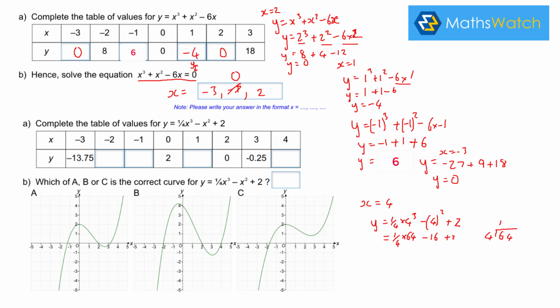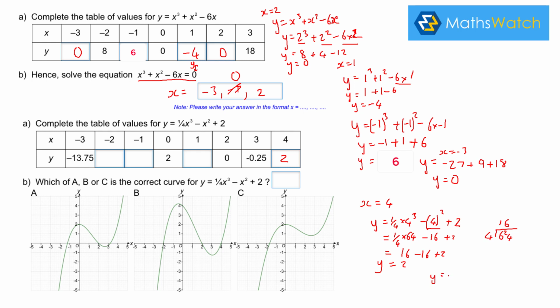So what's a quarter of 64? If you can't do that, just use your bus stop. That's 1, 4 goes into 6, remainder 2, 4 into 24 is 16. So you're going to get 16 minus 16 plus 2. Now you've got to remember that this bit is minus x squared, but x is 4, so the minus stays on the outside. That doesn't become minus 4 squared. That's the important tip you need to know for that. So that equals 2. y equals 2 when x equals 4.